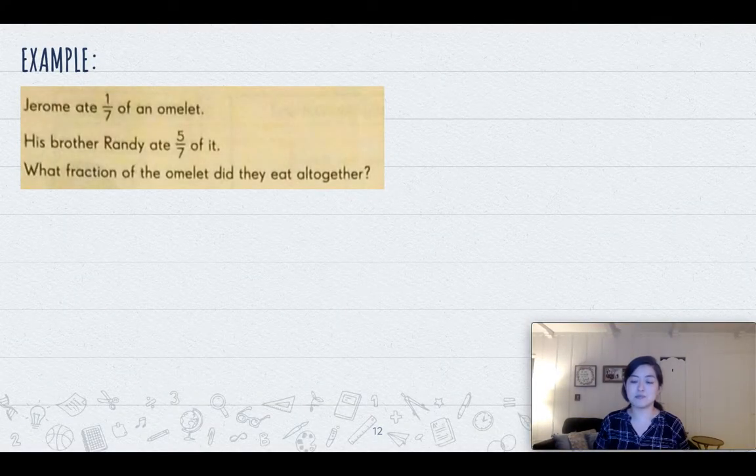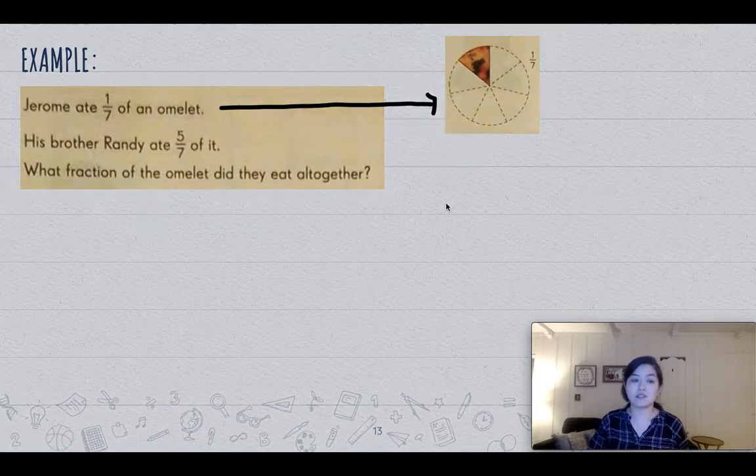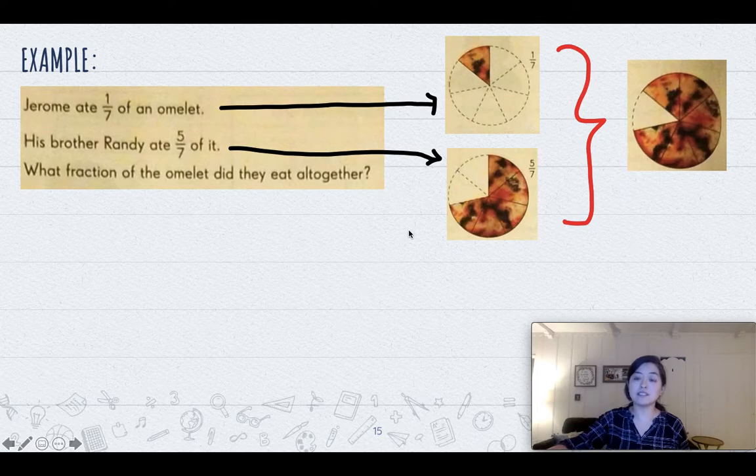Look at this example. Jerome ate 1/7 of an omelet. His brother Randy ate 5/7 of it. What fraction of the omelet did they eat together? So here's a picture of the omelet that Jerome ate. He ate 1 out of 7 pieces. His brother ate 5 out of 7 pieces. How many did they eat altogether?